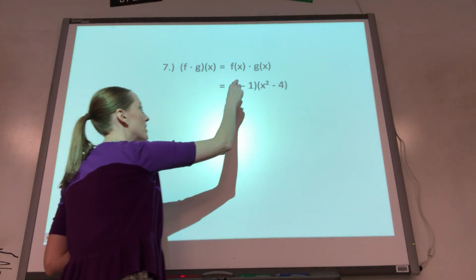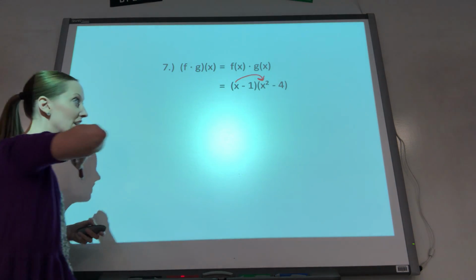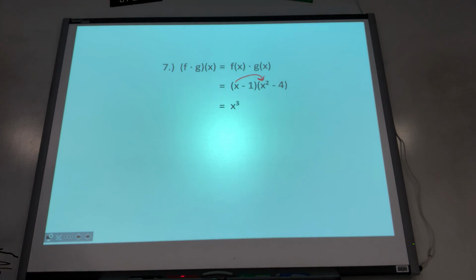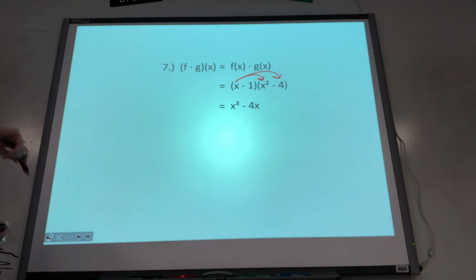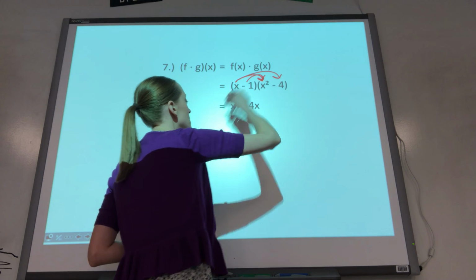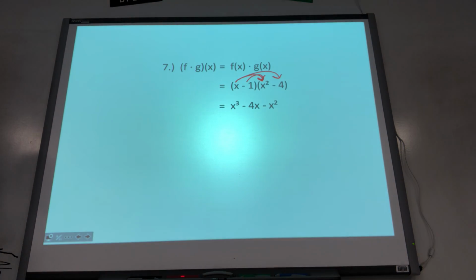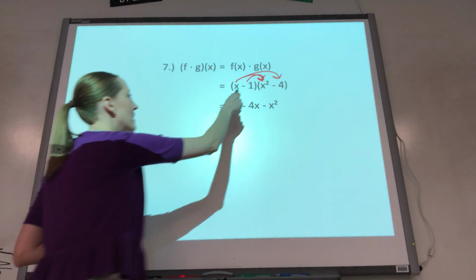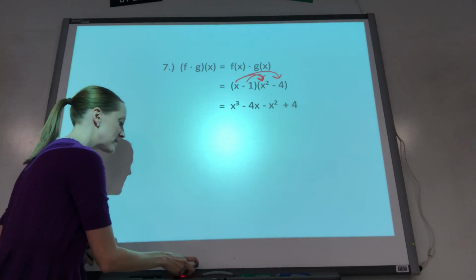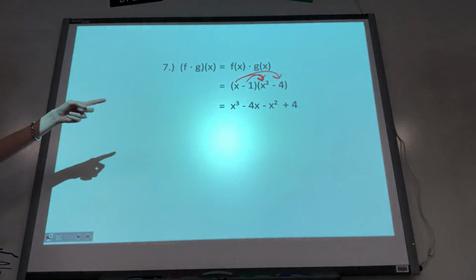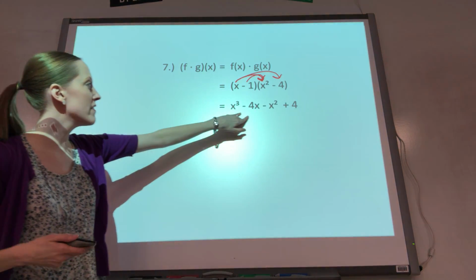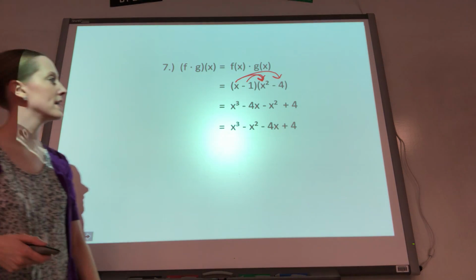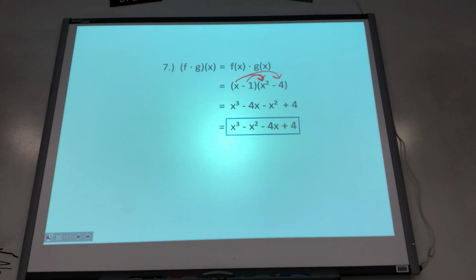We FOIL. I'm going to go x times x squared, which is x cubed, x times negative 4, which is negative 4x. Inner terms, that gives me a negative x squared. And then last terms, that should be a plus 4. So again, the only thing I would fix there is the order. Let's put the negative x squared second and then the minus 4x plus 4. That's your answer to the first part.